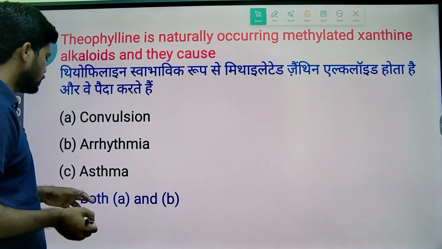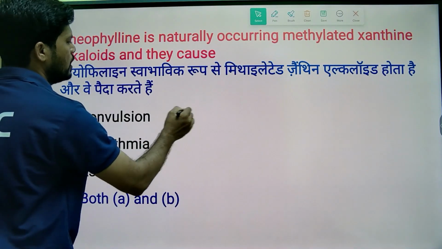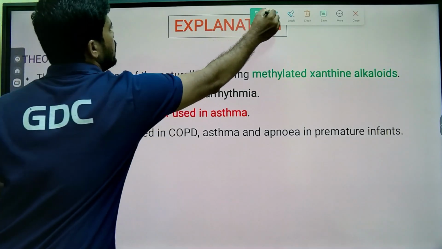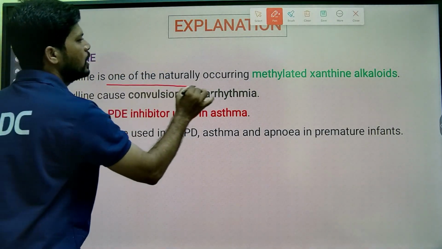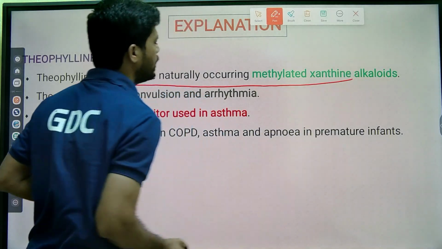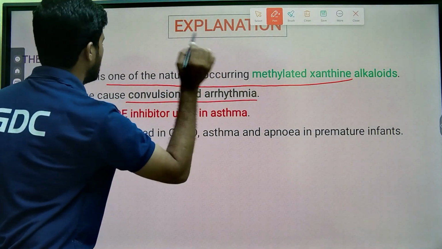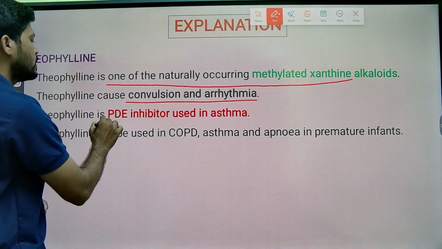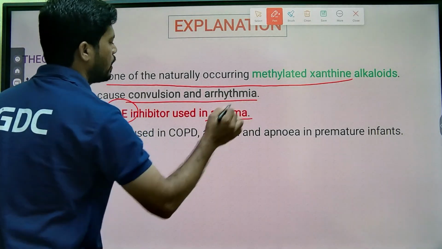So definitely the answer will be both A and B, convulsions and arrhythmias. Let's check the explanation. Theophylline is one of the naturally occurring methylated xanthine alkaloids, nothing but purine alkaloids. Theophylline causes convulsions as well as arrhythmia. Theophylline is a phosphodiesterase enzyme inhibitor, which helps in the treatment of asthma.